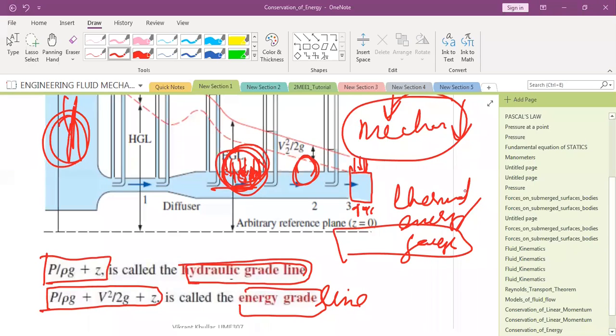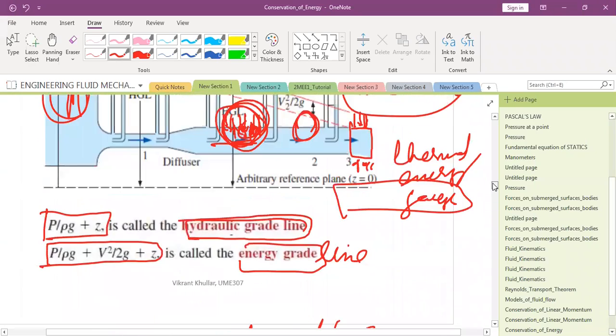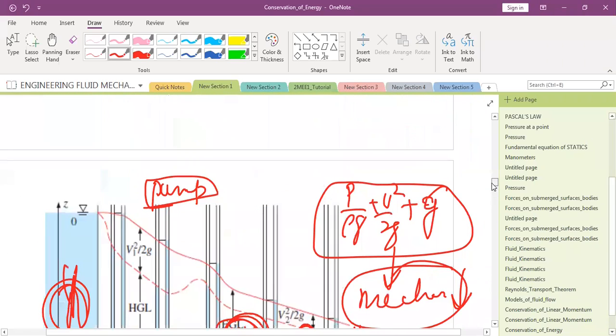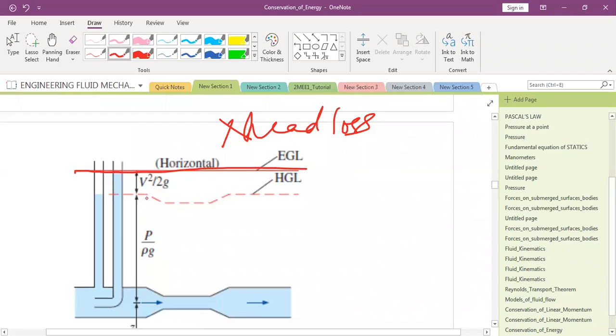So any doubts to anyone? Any doubts to anyone? So please remember, the energy grade line will remain a horizontal line if I assume that there are no head losses. So the line will look somewhat like this, what you are able to see.